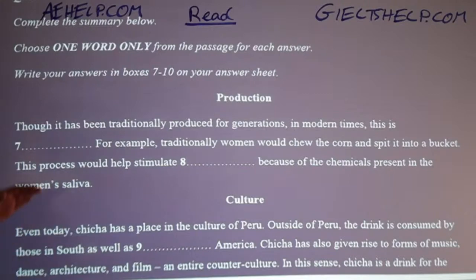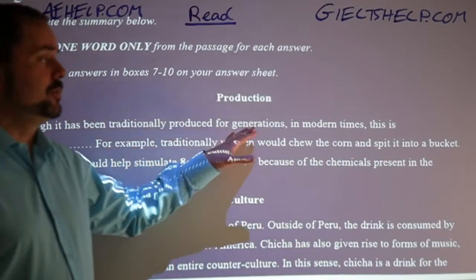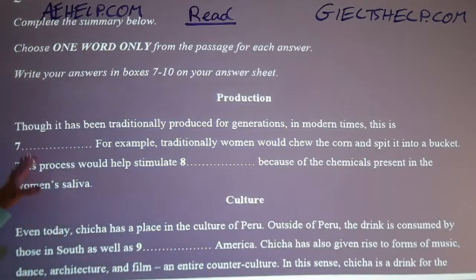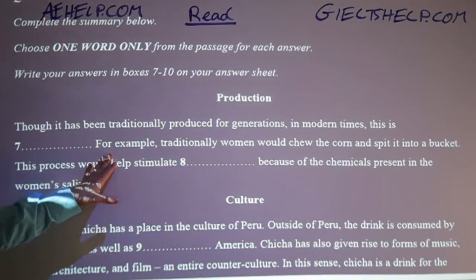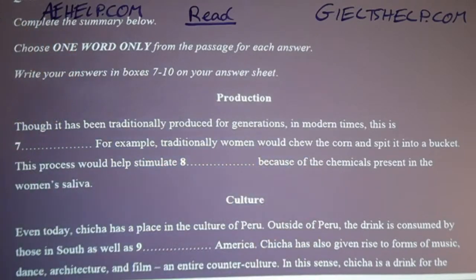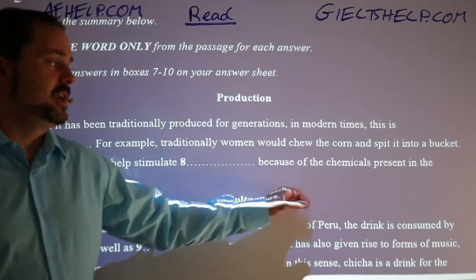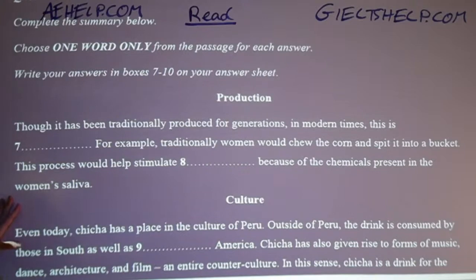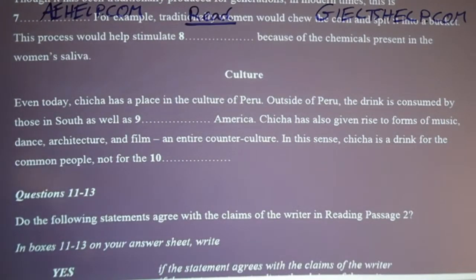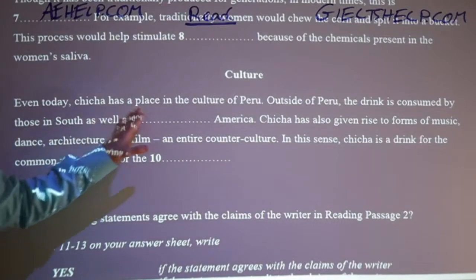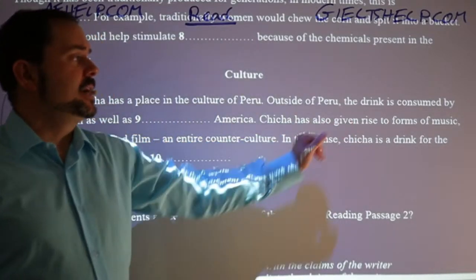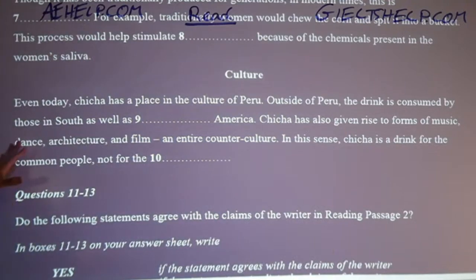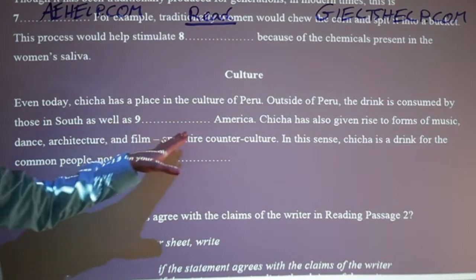Okay, so let's quickly read over the question. All right, so though it has been traditionally produced for generations, in modern times, this is something. For example, traditionally, women would chew the corn and spit it into a bucket. This process would help stimulate something because of the chemicals present in the women's saliva. Yummy. All right. Culture. Even today, chica has a place in the culture of Peru. Outside of Peru, the drink is consumed by those in South as well as something America.